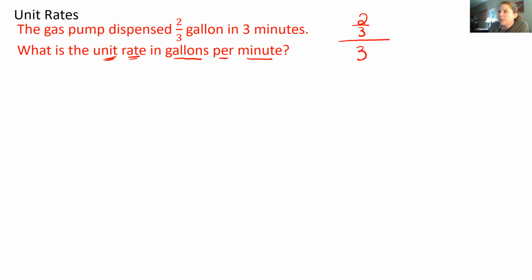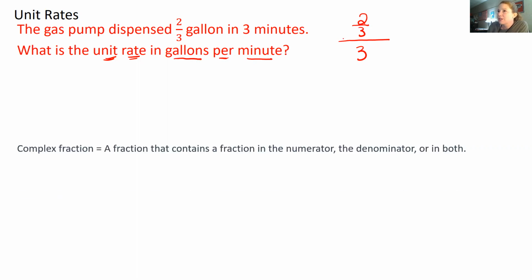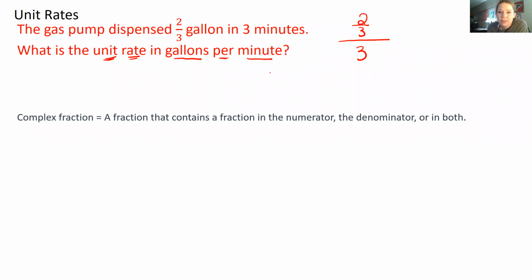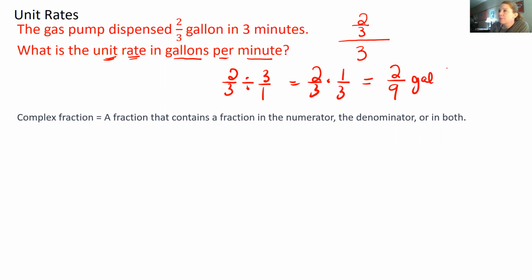Well, there's 3. Well, that looks a little scary when we have a fraction within a fraction. And actually, that's called a complex fraction, but really it's only a division problem. So really what we're doing is we are dividing 2/3 of a gallon by 3 minutes. And to divide fractions, we are going to keep it, change it, flip it. So we multiply straight across and we get 2/9. So 2/9 what? 2/9 of a gallon per minute. And that's the unit rate. That's how much in 1 minute.